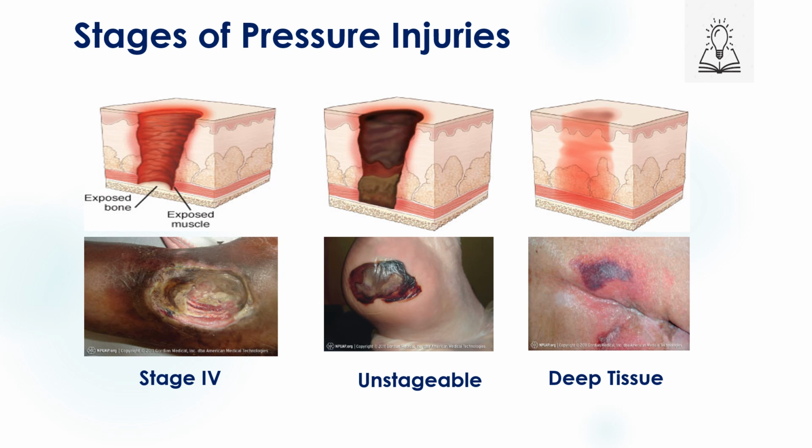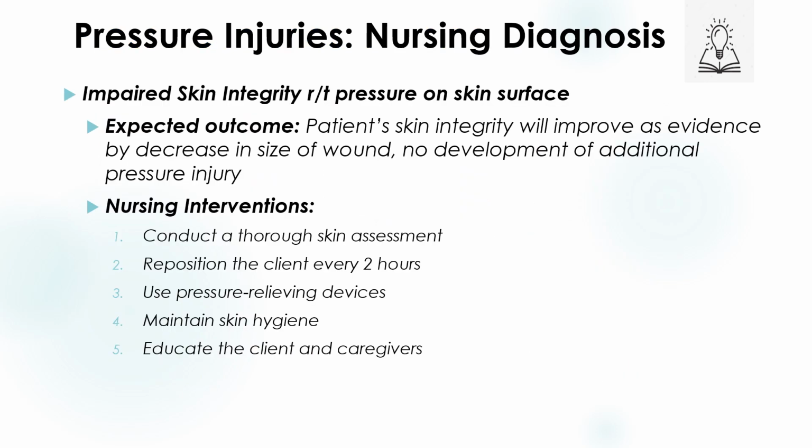Okay, so now let's discuss nursing diagnoses related to pressure injuries, focusing on impaired skin integrity and the risk for infection. Understanding these diagnoses, expected outcomes, and appropriate nursing interventions is crucial for effective patient care. So let's look at impaired skin integrity, related to pressure on the skin surface. Your expected outcome would be that the patient's skin integrity will improve, as evidenced by a decrease in size of the wound and no development of additional pressure injury.